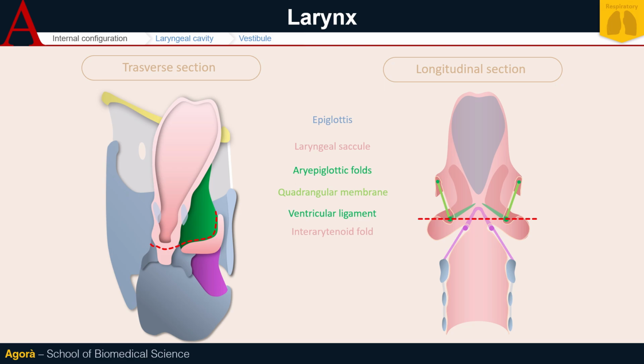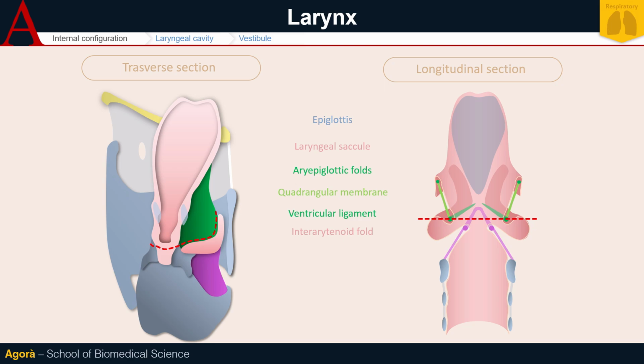At the top, we have the aryepiglottic folds, which represent the upper thickening of the quadrangular membrane and also form a significant part of the laryngeal inlet. Then we have the epiglottic cartilage, which anteriorly delimits the laryngeal inlet. Finally, we can observe the laryngeal saccule, an upward protrusion of the laryngeal ventricle located in the middle part.